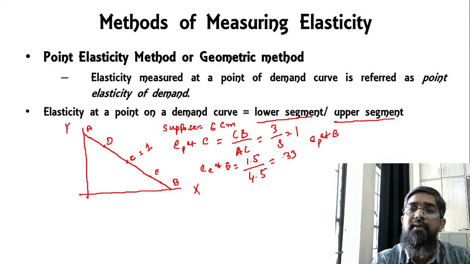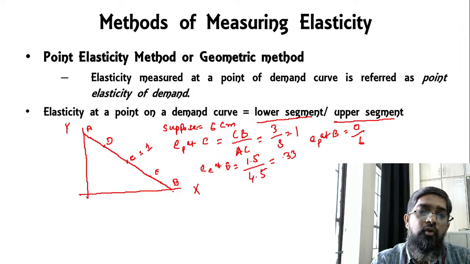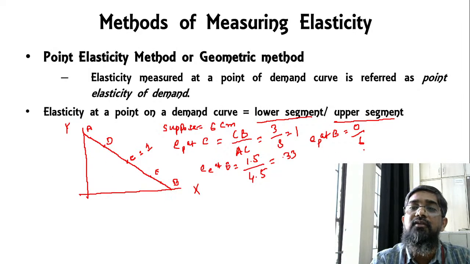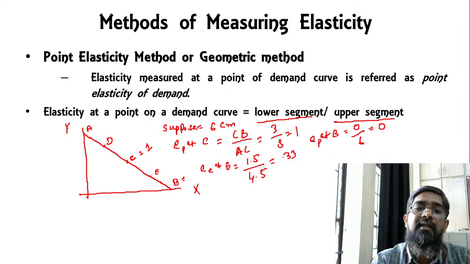Okay. And at point B, elasticity at B, this extreme point, will be equal to lower segment over upper segment. Lower segment is 0, upper segment is 6. Look, there is nothing below, so the lower segment is 0 and the upper segment is 6. So you have nothing to share and you are sharing with 6. So your elasticity will be equal to 0. So at point B it is 0, at point E it will be 0.33.